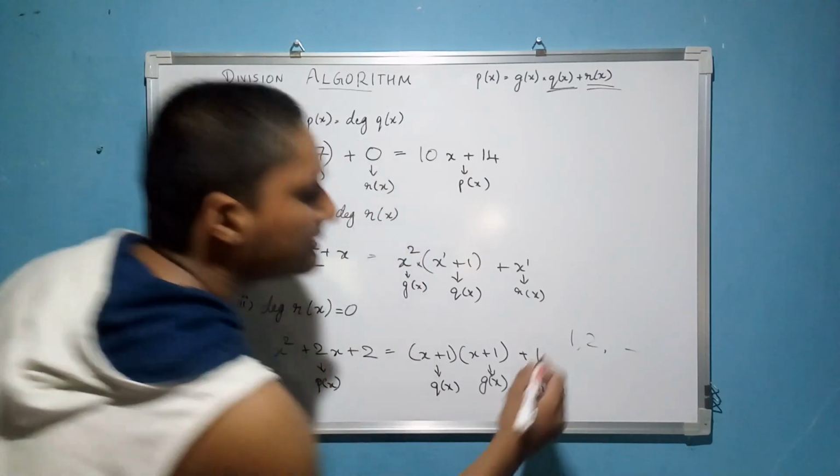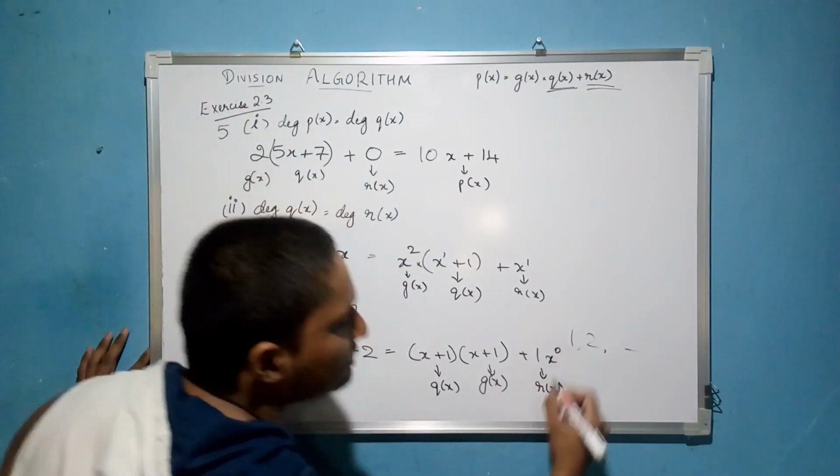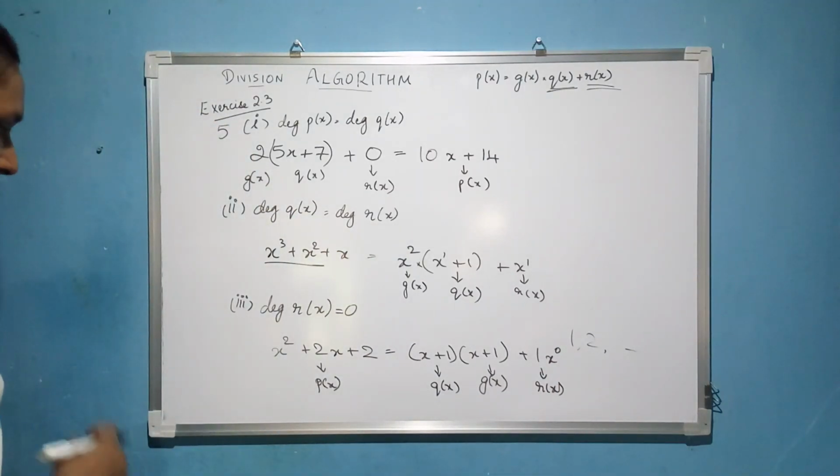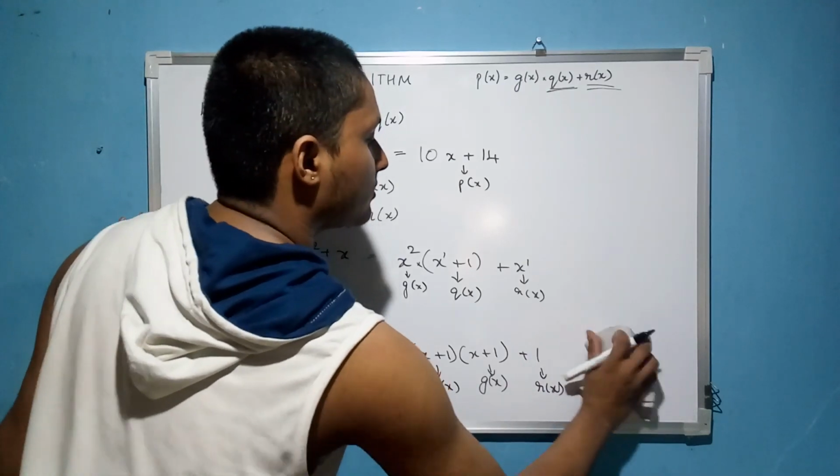1 is the remainder. The degree of this is 0. That means I can write it as x raised to 0. X raised to 0 is 1 itself. That's why the degree of that term comes to be 0.